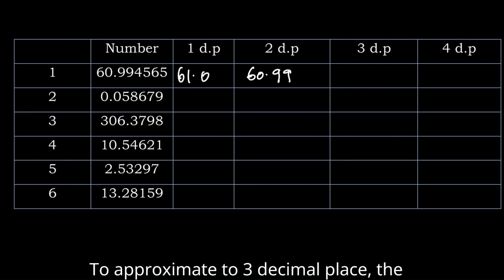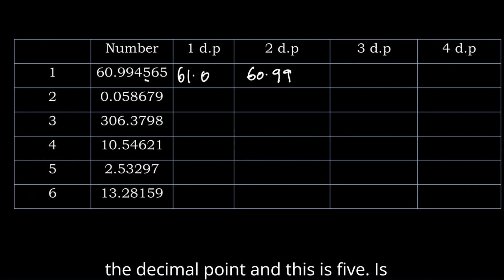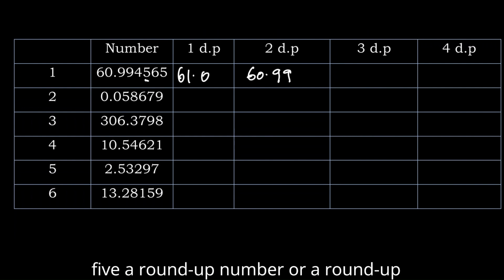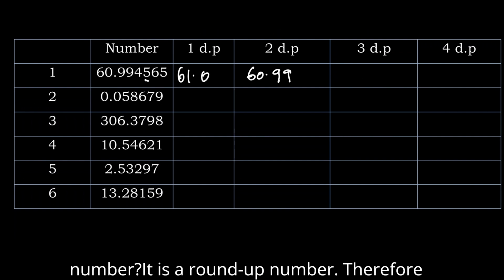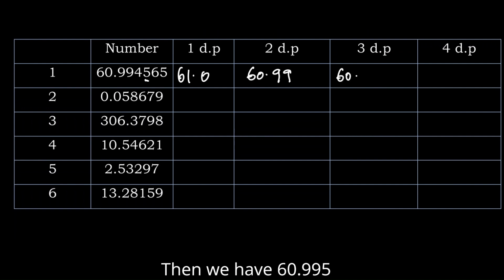To approximate to 3 decimal place, the reference number is the fourth number after the decimal point, and this is 5. Is 5 a round up number or a round down number? It is a round up number, therefore the preceding number is increased by 1. Then we have 60.995 to 3 decimal place.